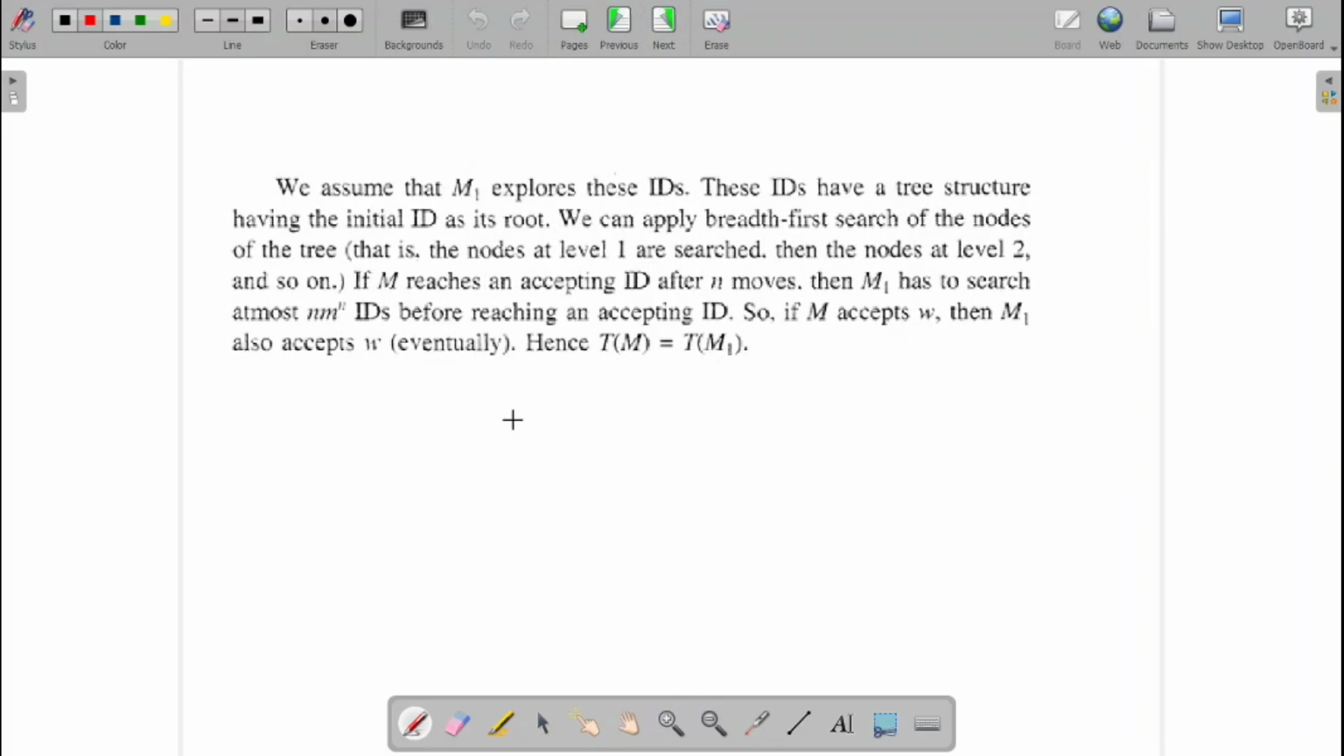Then we assume that M1 explores all these instantaneous descriptions, which have a tree structure with the initial ID as its root. Then we can apply breadth first search on the nodes of the tree. In breadth first search, we visit all the nodes at that level. If M reaches an accepting ID after N moves, then M1 has to search at most m to the power N IDs before reaching an accepting ID. So if M accepts W, then M1 also accepts W, hence these two are equivalent.